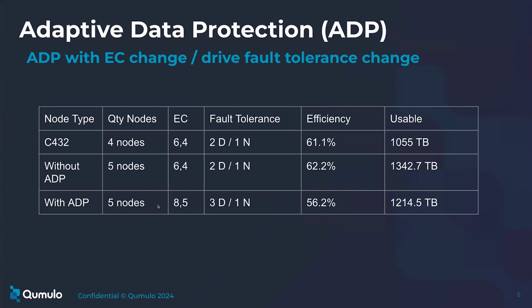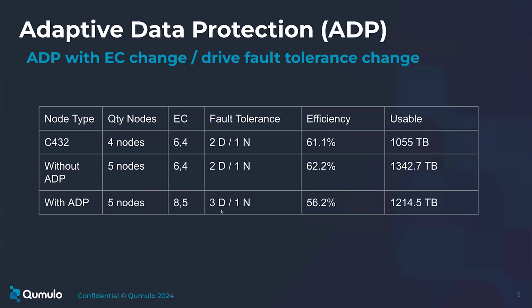So here we're going to our 5 nodes. This time we're actually changing it up, though, to a 3-disk 1-node failure. That's going to drop our efficiency because we are giving you extra protection domain out here. You will note the usable does drop substantially. You're losing about 120 terabytes from where you'd be at. However, you do have that 3-drive failure there.